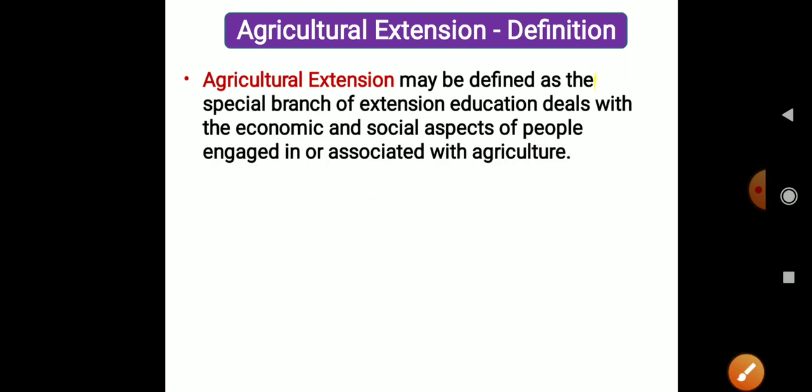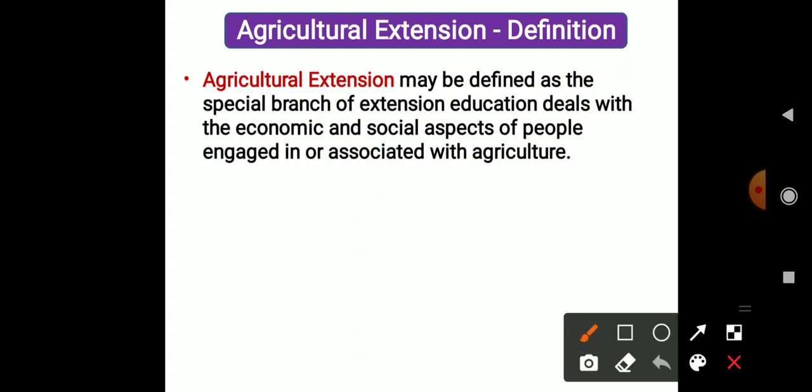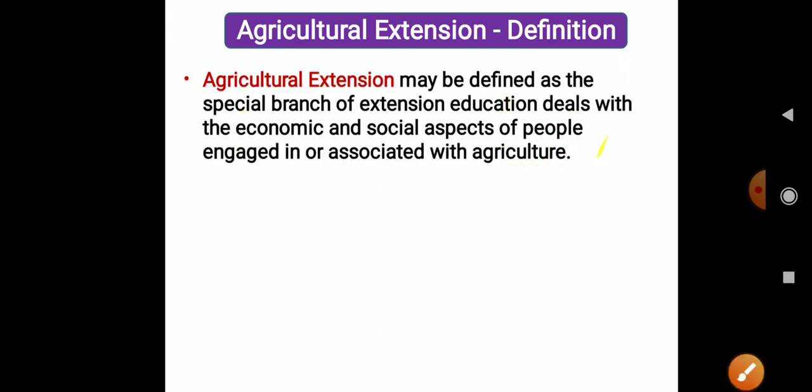Deals with economic and social aspects, that means it focuses on the economic situation and the social situation of the people. Which people? The people who are engaged in agriculture, that means the farmer. It tries to deal with the socio-economic situation of the farmer, and it is a special branch of extension education. Extension education is the broad concept, and under extension education there are a number of branches.